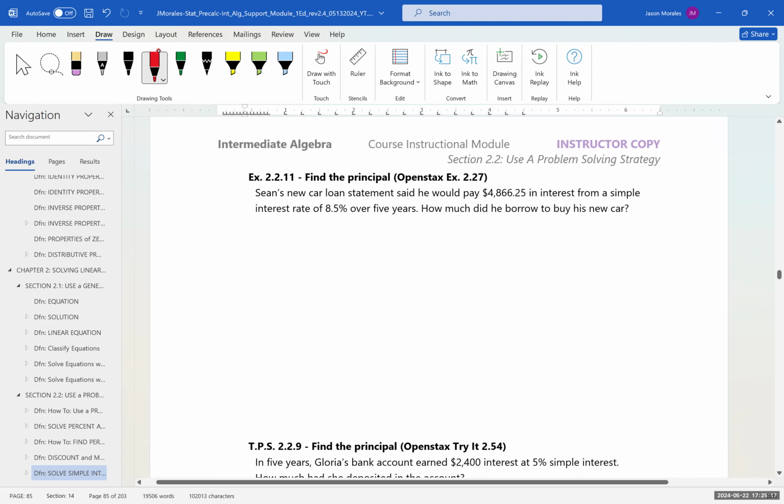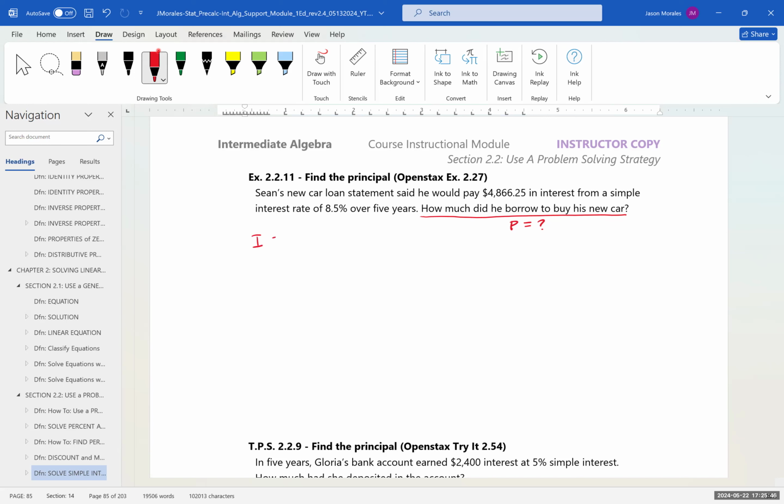So this one, we're going to find the principal. Sean's new car loan statement said that he paid $4,866.25 in interest from a simple interest rate of 8.5% over 5 years. How much did he borrow to buy this car? What was the original amount? It's asking for the principal amount, so we need to figure this out.